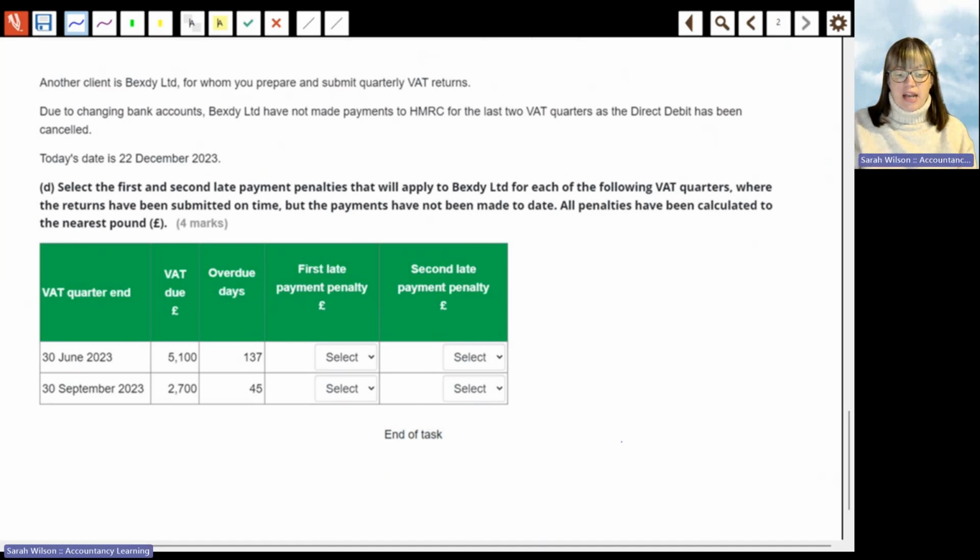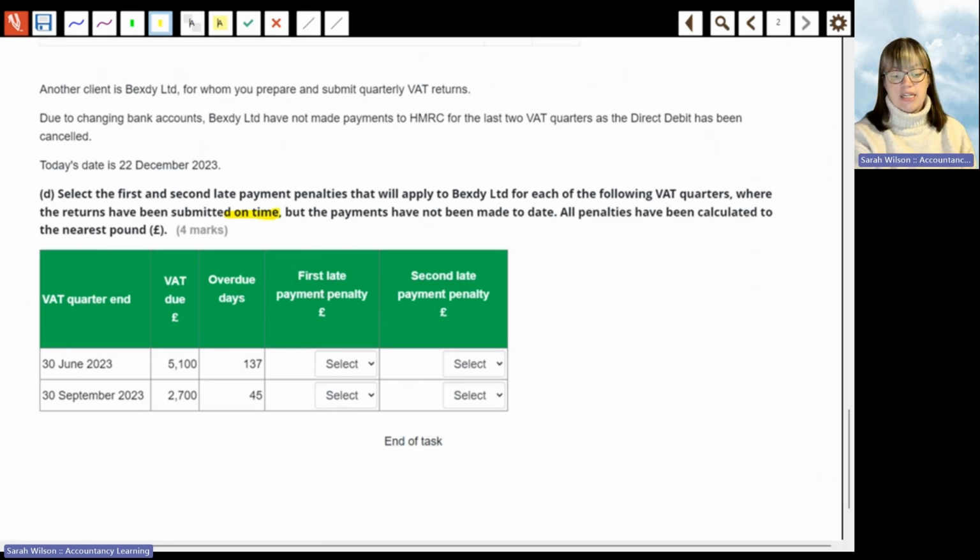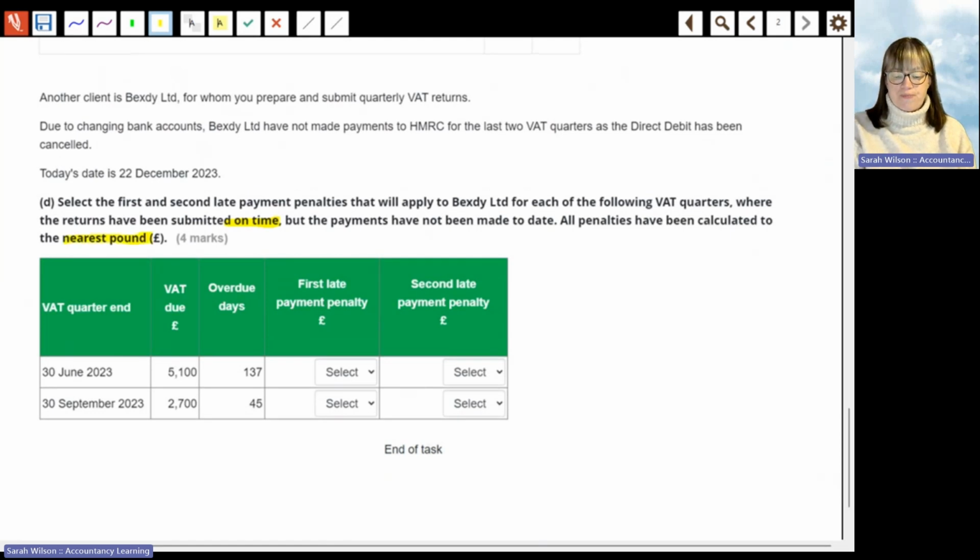So we need to select the first and second late payment penalties that will apply to Vexty Limited for each of the following VAT quarters, where the returns have been submitted on time, but the payments have not been made to date. All penalties have been calculated to the nearest pound.